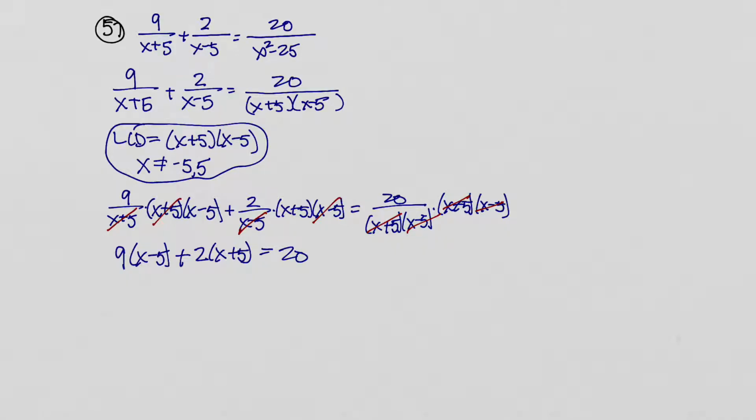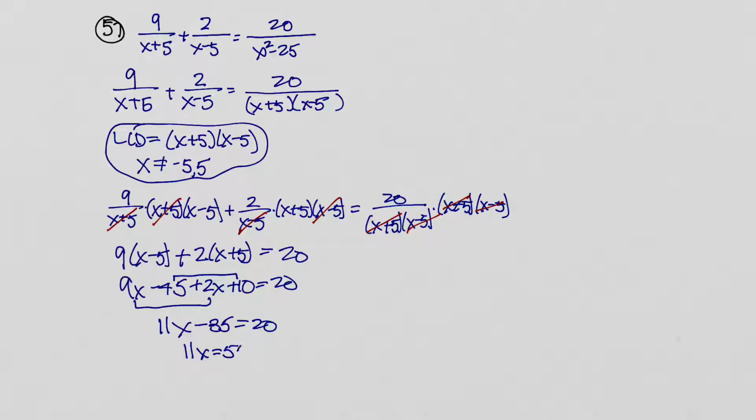So let's finish this up. We're going to get 9x minus 45 plus 2x plus 10. This is all equal to 20. And then we've got 9x's and 2x's. There's 11x's. Negative 45 plus 10 is minus 35 in this case, equals 20. Let's add 35. We'll get 11x equals 20 plus 35, which is 55. Dividing by 11, we'll get x equals 5.